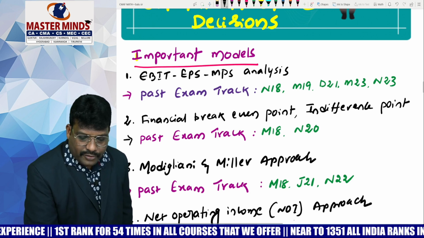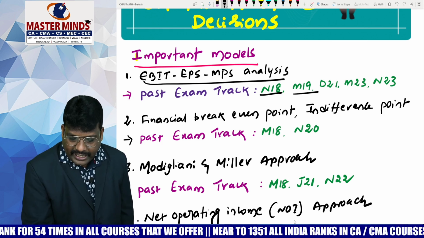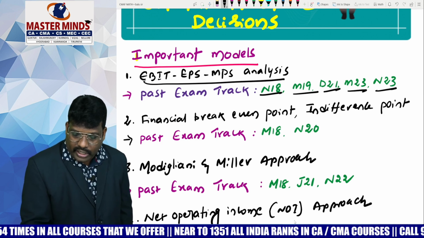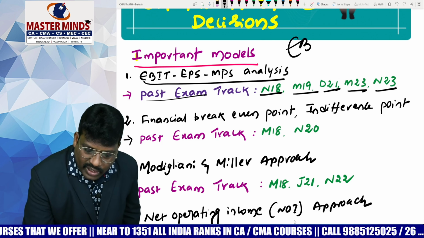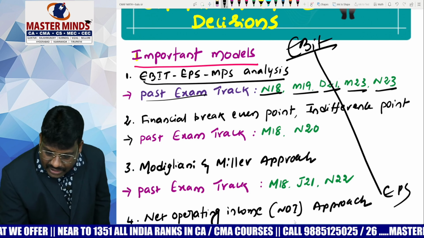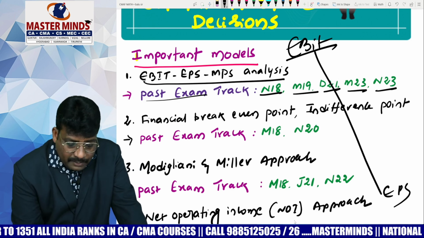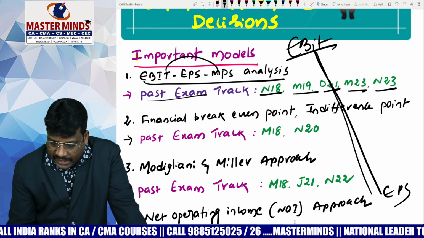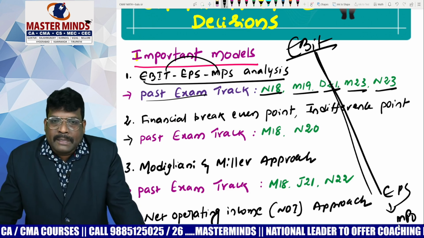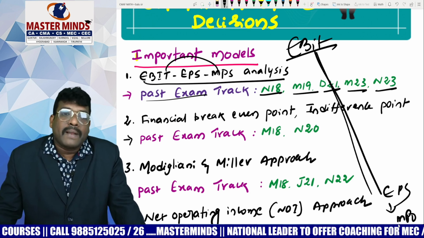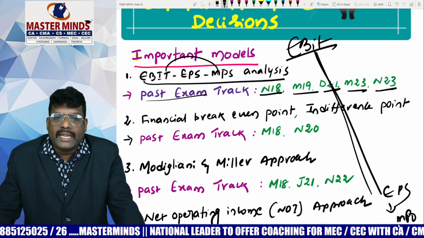The important models, if you observe, are EBIT-EPS analysis. EBIT-EPS analysis: 18, 19, 21, 23, 23, and November 23 also they asked, right? In past exams, EBIT-EPS analysis is nothing but we take EBIT in each of the financial plans and calculate EPS. In whichever financial plan EPS is highest, that plan we recommend. Sometimes in EBIT-market price analysis, we take EBIT and calculate the market price, with the support of the PE ratio: EPS into PE ratio, multiplying both to get the market price. The financial plan that gives the highest market price would be recommended. This is EBIT-EPS analysis and EBIT-market price analysis.